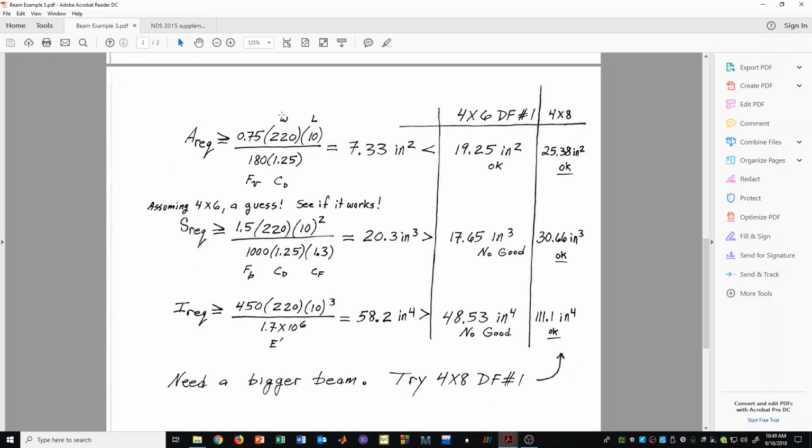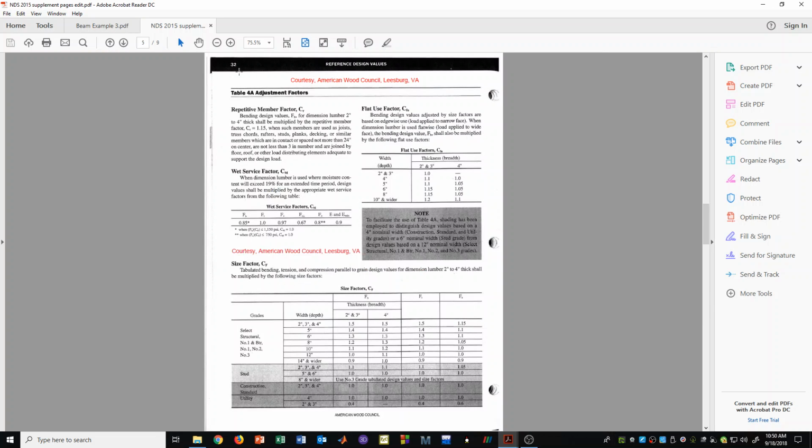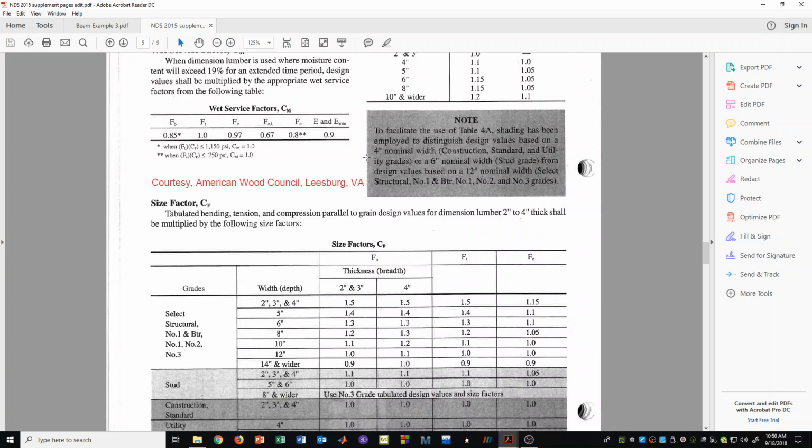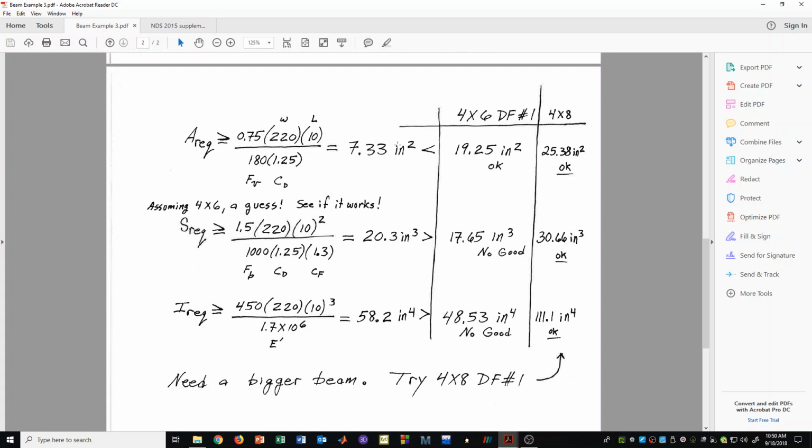Now, if we're going to try a 4x8, all of these formulas are going to stay the same, and the results are going to stay the same, except we do need to check this size factor, because that could change the required section modulus. Let's go look at C sub F and see whether or not we would need to recalculate this required value. So we'd have to go back to the supplement and we would go to the size factor table at the bottom of the page here, and we look at a 4x8 now, so it's 8 inch deep, 4 inch in thickness, and we see in this particular case the C sub F factor has not changed, and hence we can go right back to our problem, and none of these values in this case are going to change, but always be mindful that this size factor could change when you may have to adjust and try another beam.